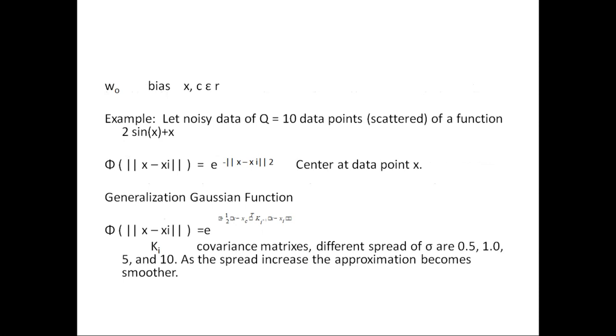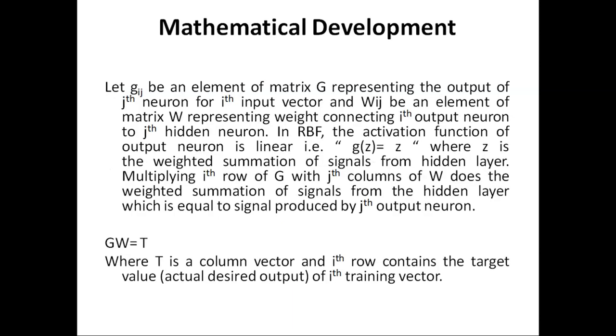Okay. Then we calculate phi of x minus xi using this formula, centered at that point x. Now a Gaussian function is generated using this value and the covariance matrices. As I told you, the spread of sigma is 0.5 to 1.0, and this is the covariance matrix. It is 5 and 10, and as the spread increases, the approximation becomes smoother, right? So this is the thing.